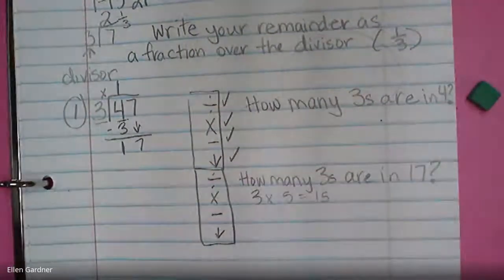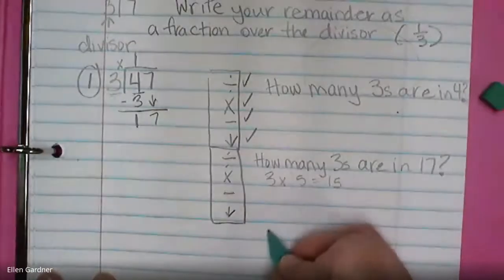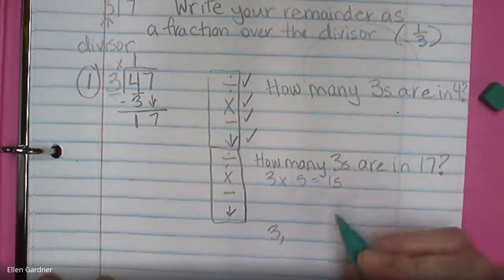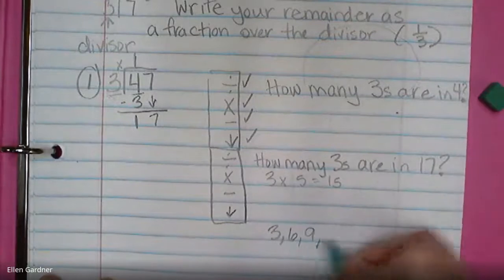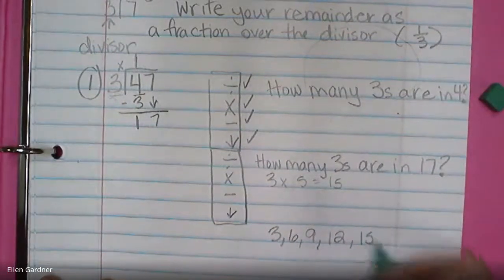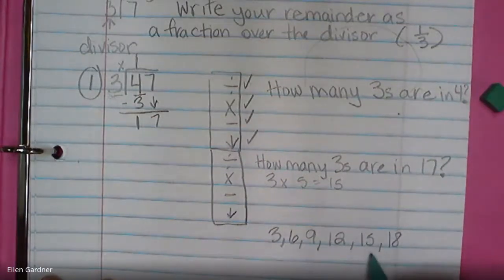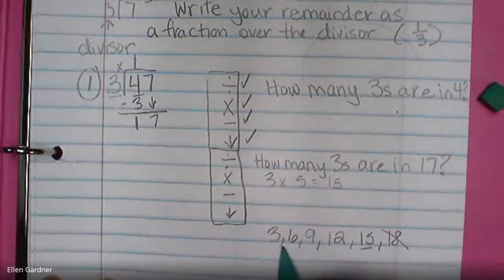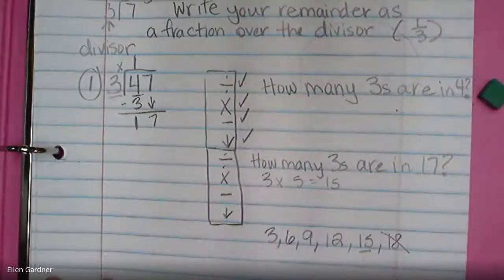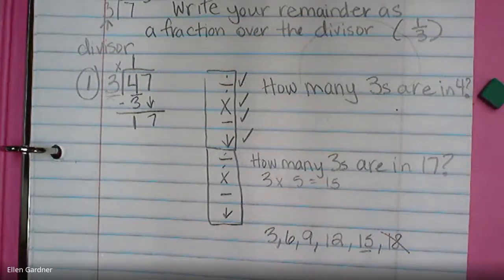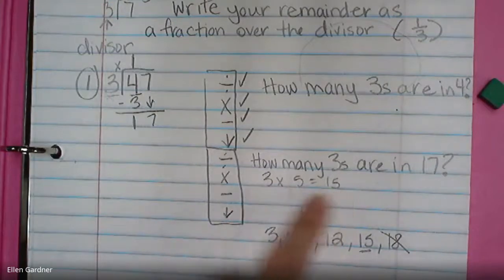So, and if you need to for this one, you can write out your 3s until you get close to 17 without going over, right? 18's too big, so that leaves you with 15. 1, 2, 3, 4, 5 groups of 3 get you to that 15. This is why it's really important to know your math facts well and continue practicing your flashcards every single day, because hopefully you're doing this in your head.